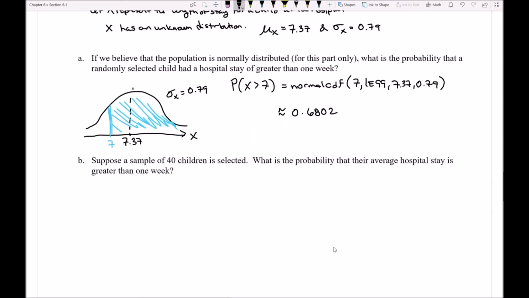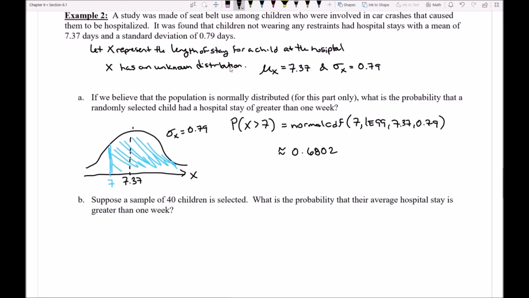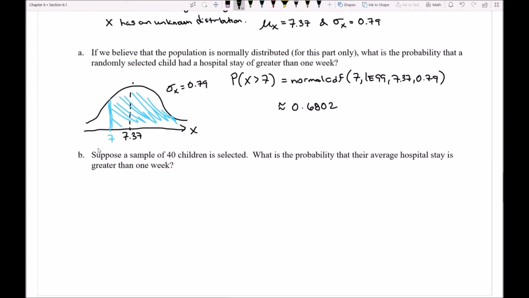But let's take a look here at Part B. Notice something will change. First off, we're not allowed to assume that the distribution is normal, because that was only for Part A. Now we're back to, I don't know what x has. Let's pretend we don't know. What if I took a sample of 40 children at the hospital, and then I asked the question, what is the probability that their average hospital stay is greater than 1 week?